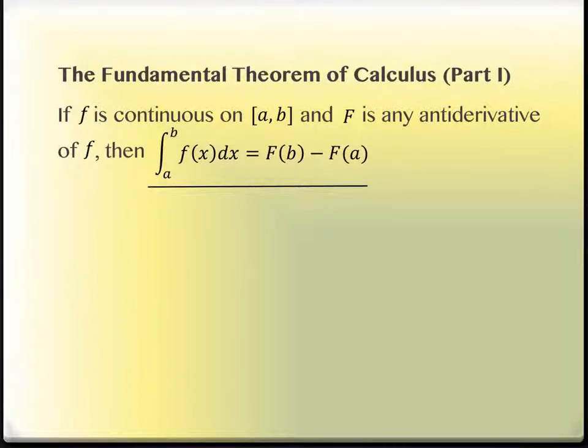It says if f is continuous on an interval, capital F is the antiderivative of lowercase f. Then the definite integral, that's a notation we learned last time, between a and b of f of x dx is the antiderivative, capital F, evaluated at the point b, minus the antiderivative, capital F, evaluated at the point a.